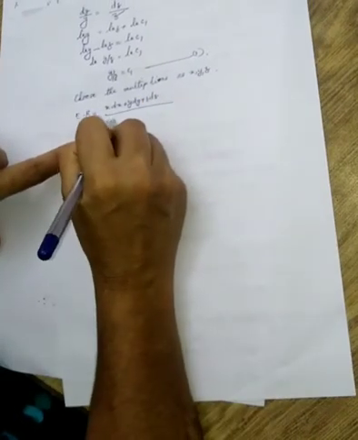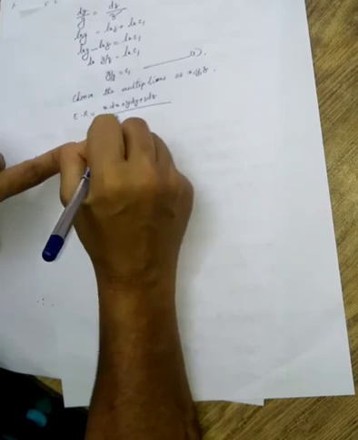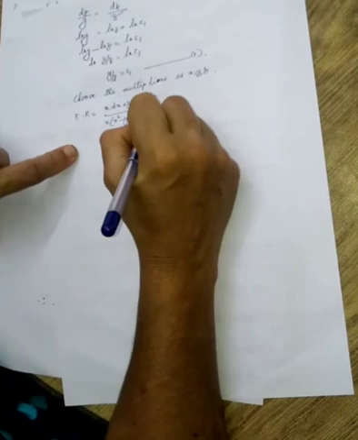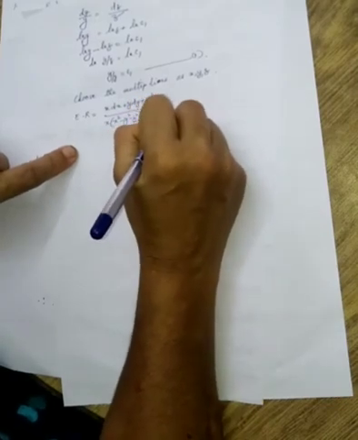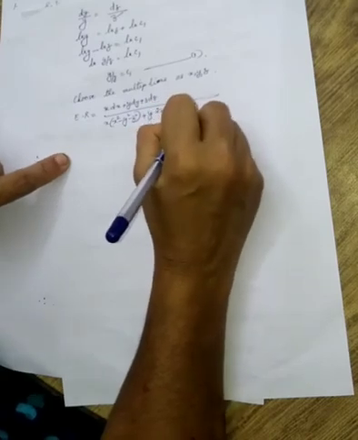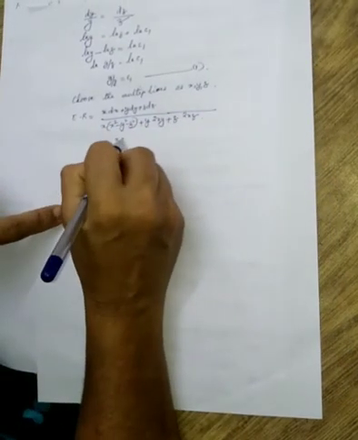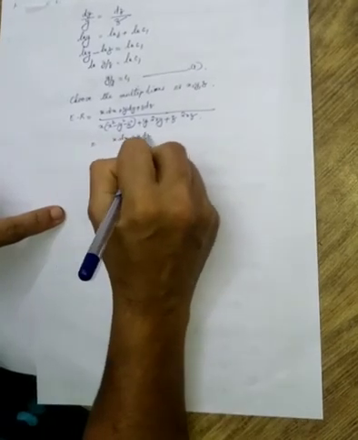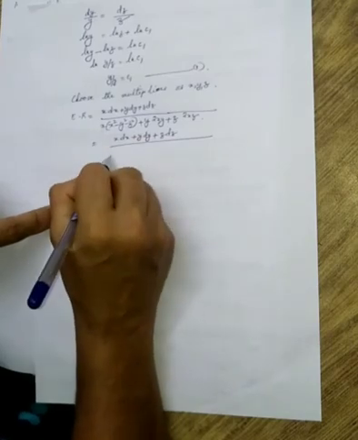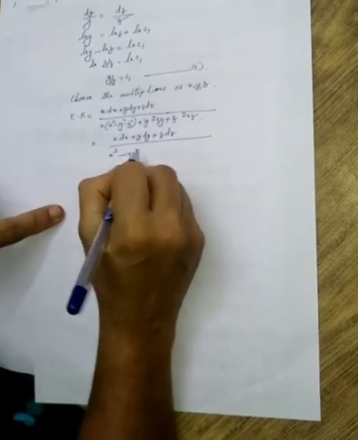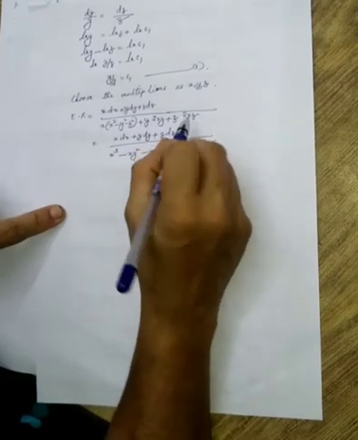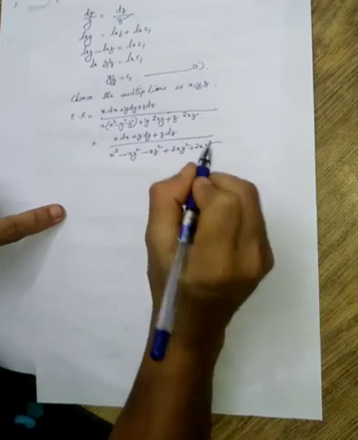So x into the denominator of the first ratio, x square minus y square minus z square, plus y into the denominator of the second ratio, 2xy, plus z into the denominator of the third ratio, that is 2xz. And we get x dx plus y dy plus z dz by, just to open the brackets, x into x square, that is x cube, minus xy square minus xz square, plus 2xy square plus 2xz square.